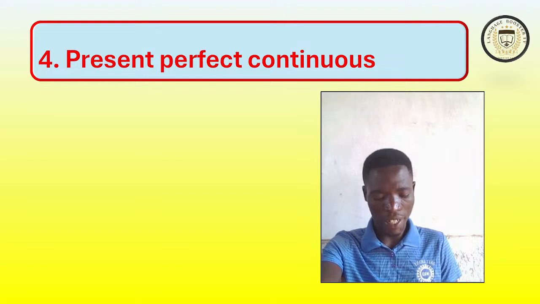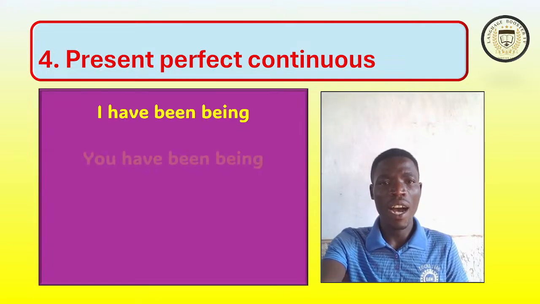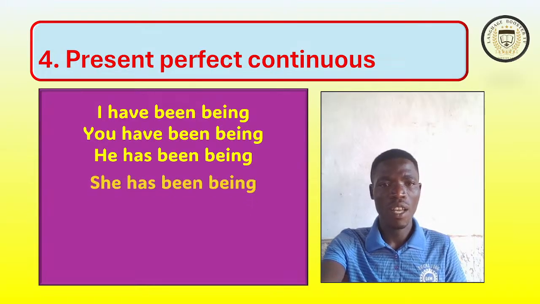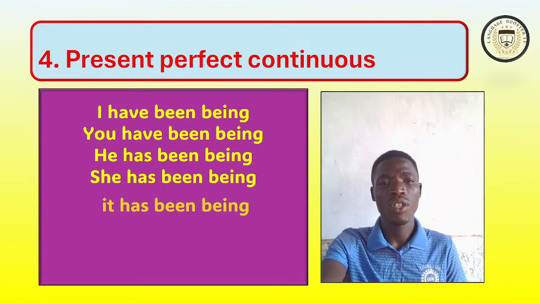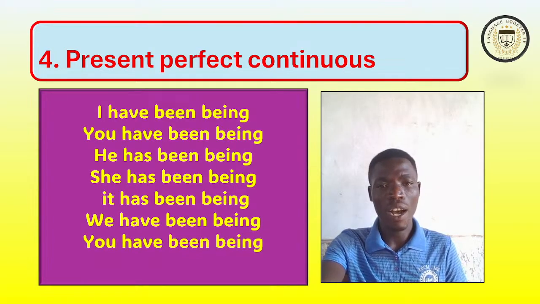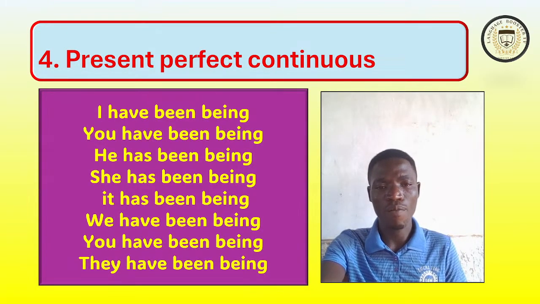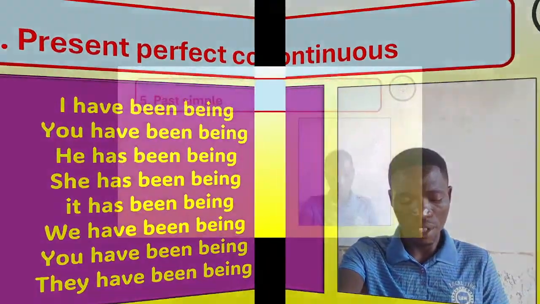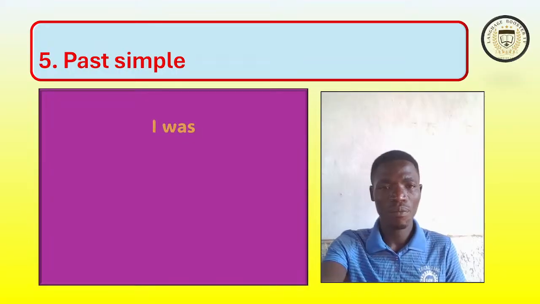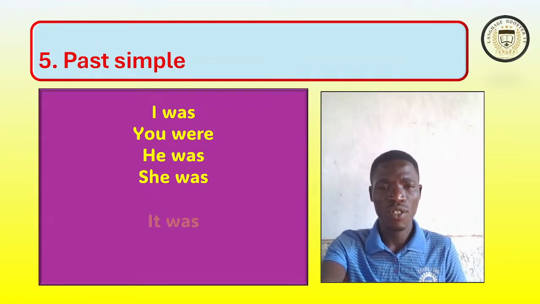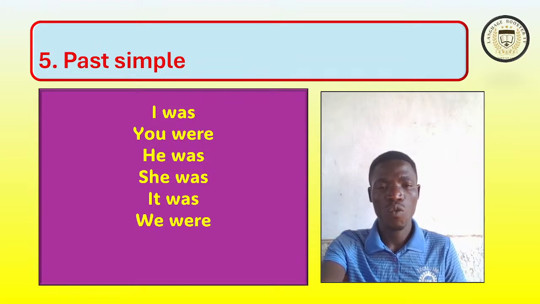In the present perfect continuous tense, we can say I have been being, you have been being, he has been being, she has been being, it has been being, we have been being, you have been being, and they have been being. Alright. In the past simple, you say I was, you were, he was, she was, it was, we were, you were, and they were.